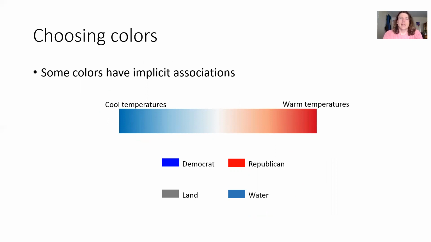So if you were making a map of average temperature across some region and you used red to represent cold and blue to represent hot, you're going to confuse people just based on the pre-existing connotation or association with that color. Now, in different contexts, it might not be as relevant. If you're making a political map of the United States, it's important to be aware of the fact that blue is associated with Democrat, red is associated with Republican.